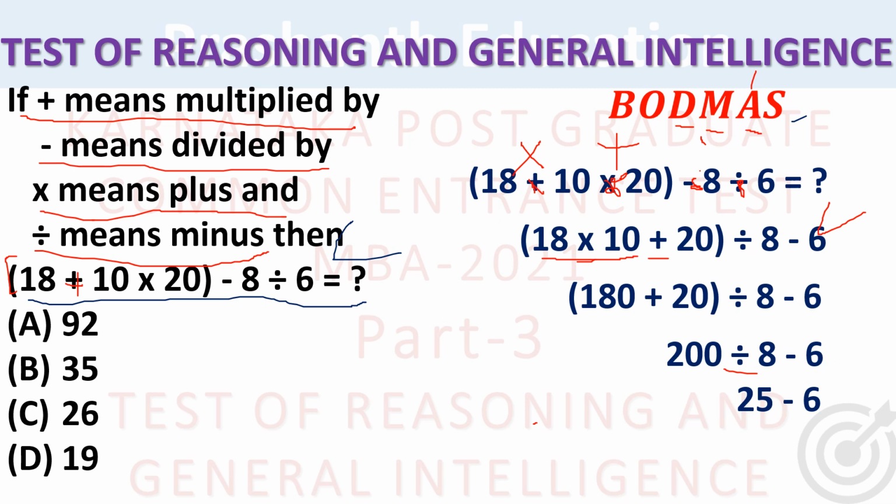Any addition? No. Any subtraction? Yes, subtraction is there. Now when you look at the answers, all the last digits are different, so if you do just the first digit, it's more than enough. 5 and 6: we can't subtract 6 from 5. Why? Because 6 is a bigger number, so we carry over. Now 15 minus 6 will be 9. So the correct answer is 19. You don't have to do the complete calculation. The correct answer is D, 19.